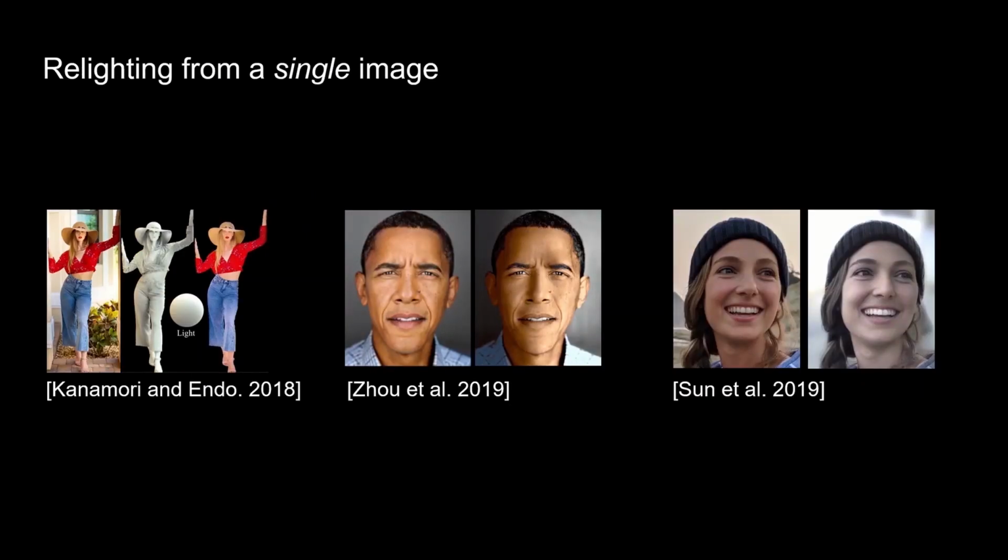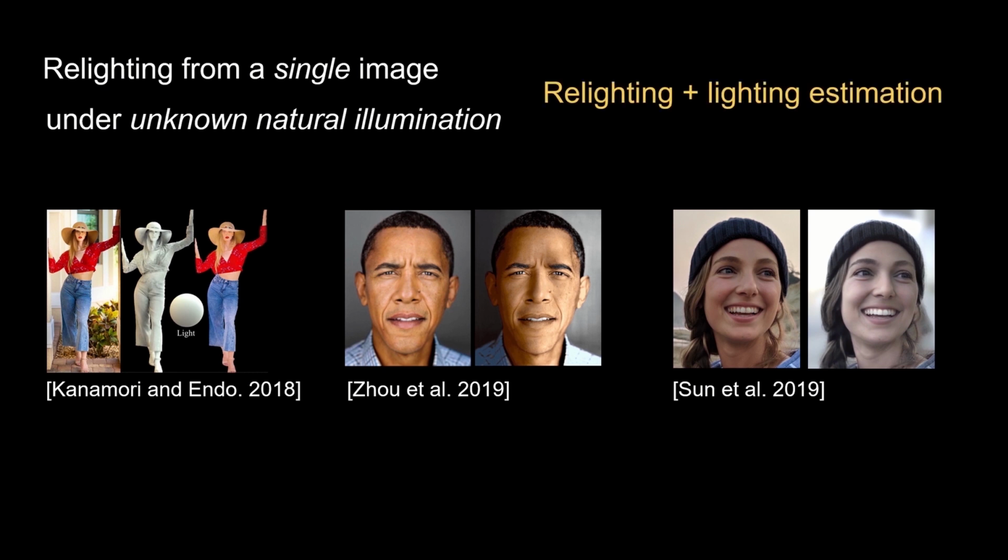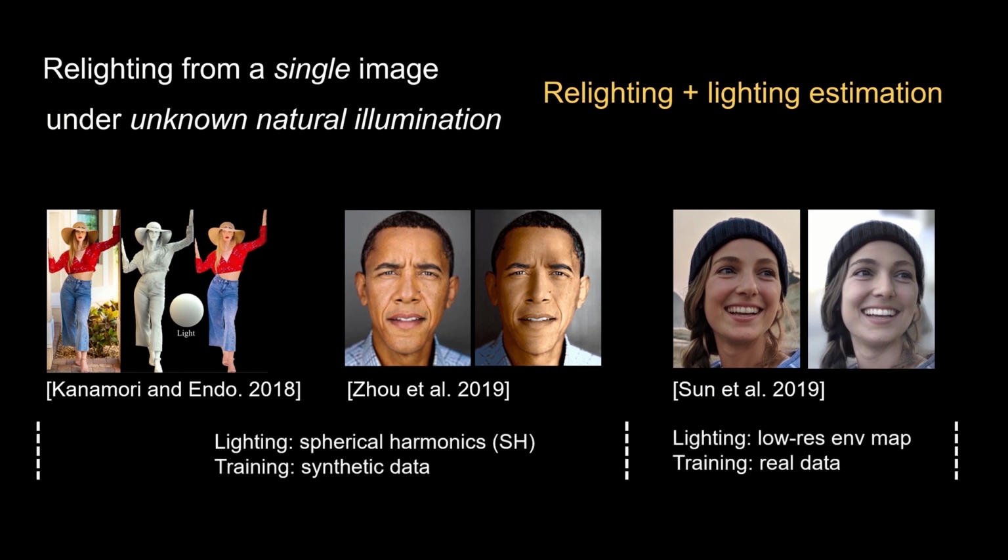Some other works focus on relighting from a single image. And different from most previous methods that consider controlled known input lighting, these 3 methods relight a scene from a single image under unknown natural illumination. And these methods handle relighting and lighting estimation simultaneously. They leverage different lighting parameterizations and different training data to do realistic human relighting. And the central idea is still to use an encoder-decoder network to transform the input image to relit images.